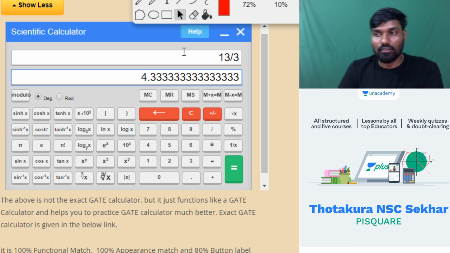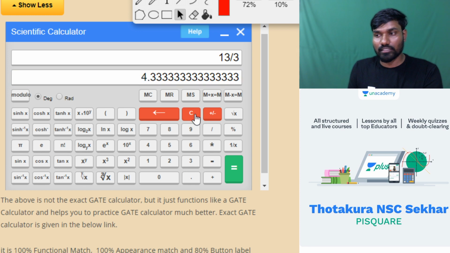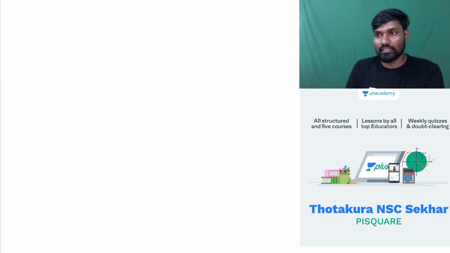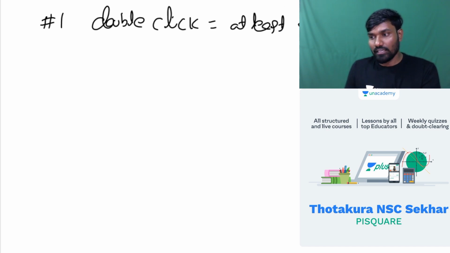The third tip is always take up to 3 decimals. You take 4.333 as that. This is the third tip. What is the first tip? Tip number 1 is, I forgot. Double click equal to at least twice before copying the result.